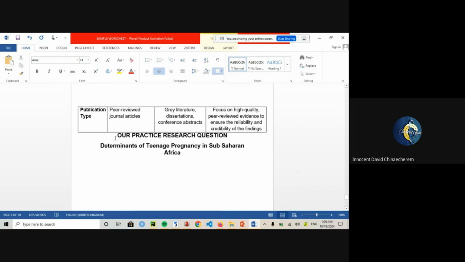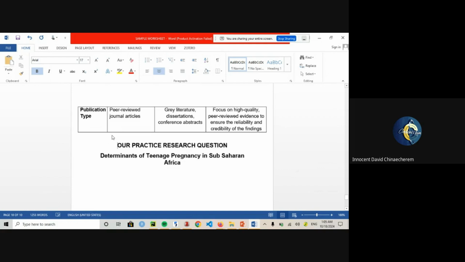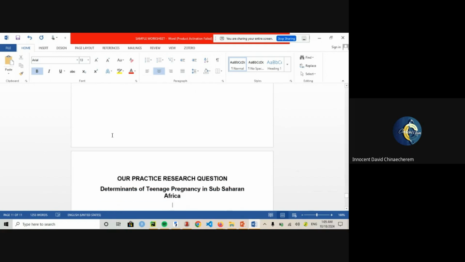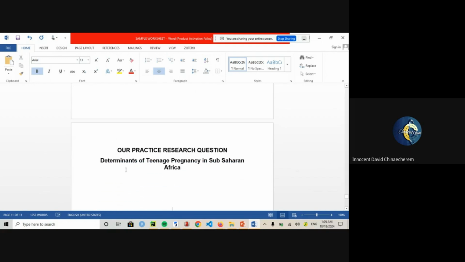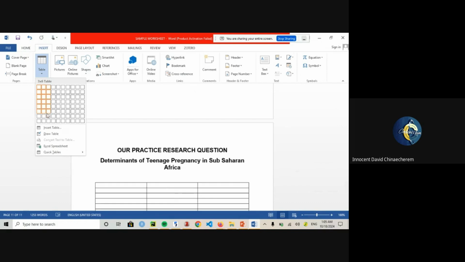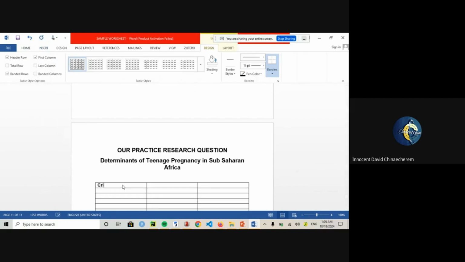So now I'm going to just have a short practice of this with our research question. So let me come up with something. So I'm going to start. So the first thing I'm going to do here is insert a table. So I'm going to call this area. So I'm going to call this issue.